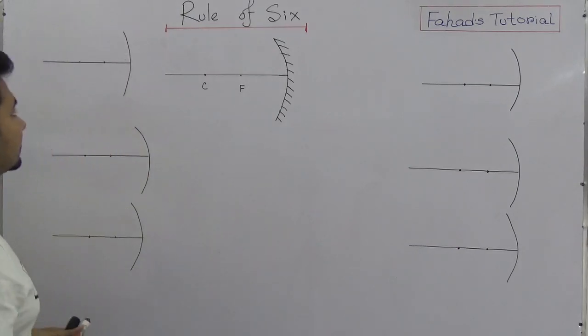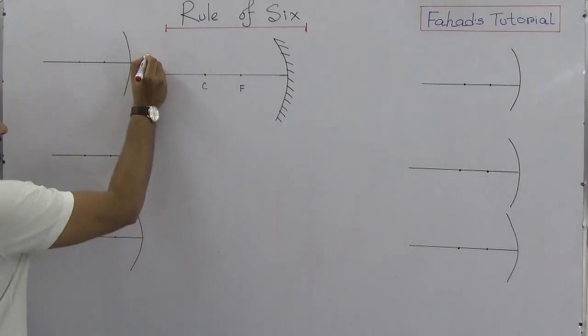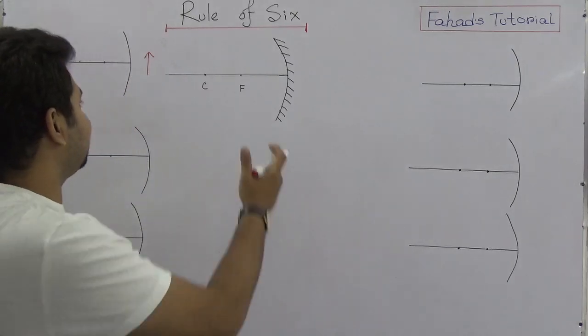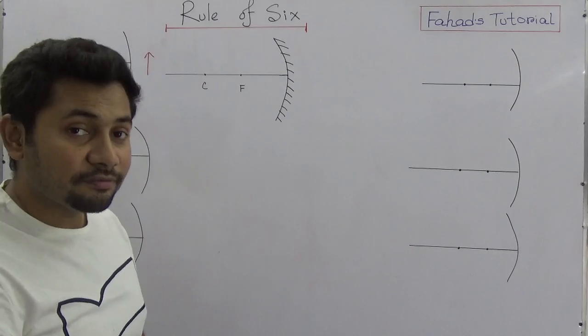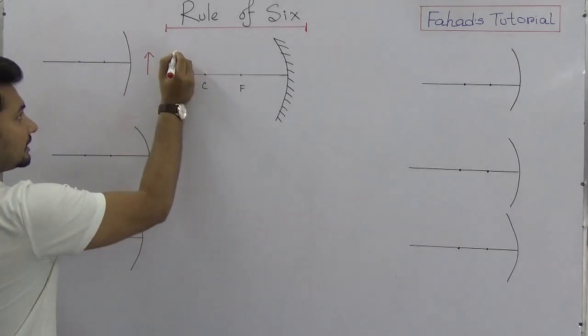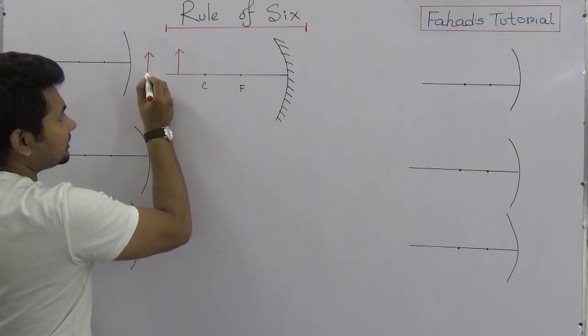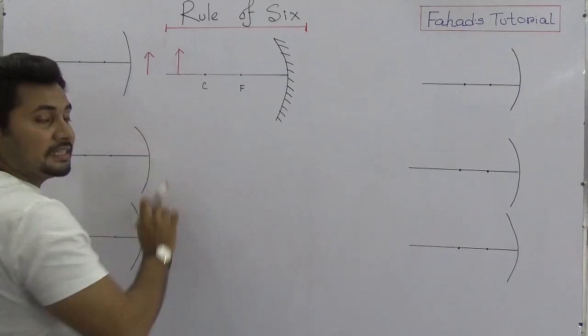Why? Because in which positions can an object be? The object can be very far from the mirror, and this is called the object at infinity. In the second stage, the object can be between infinity and the center of curvature. This is the second position.